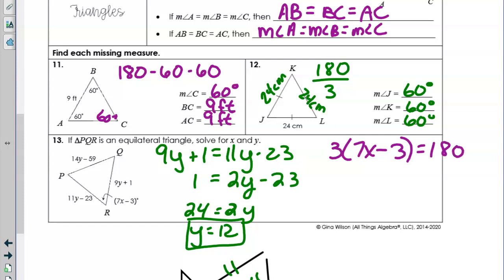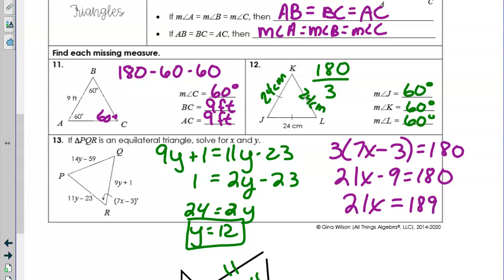So do we distribute or just divide by the 3? How do you guys solve? Distribute it. So you get 21x minus 9 equals 180. Good. Now what would 21x equal? 21x equals 189. What is 189 divided by 21? You said 9? Very good.